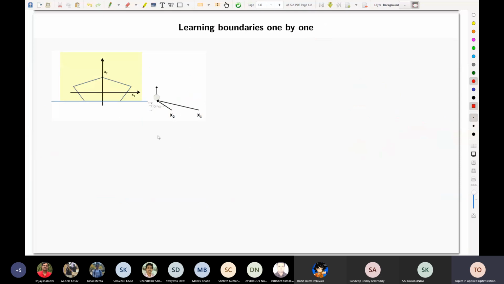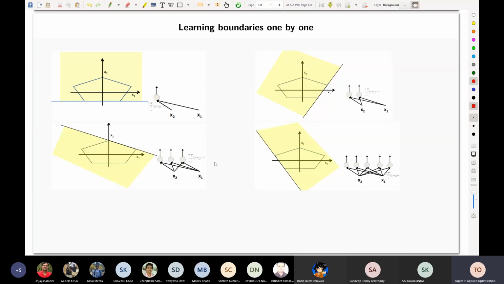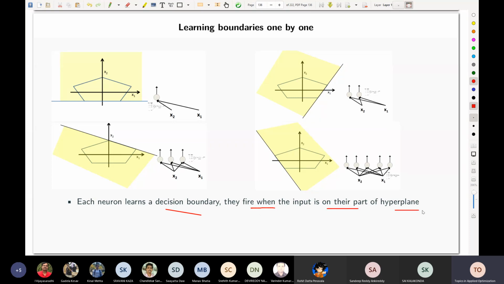OK, so this is what I said. The first perceptron will take the input x1, x2, and it should produce an output. The second perceptron is the second boundary it's learning, then the third boundary, fourth perceptron, and fifth one also. I have not shown all. There are 5 boundaries, so each neuron has a decision boundary. They fire when the input is on their part of the hyperplane.